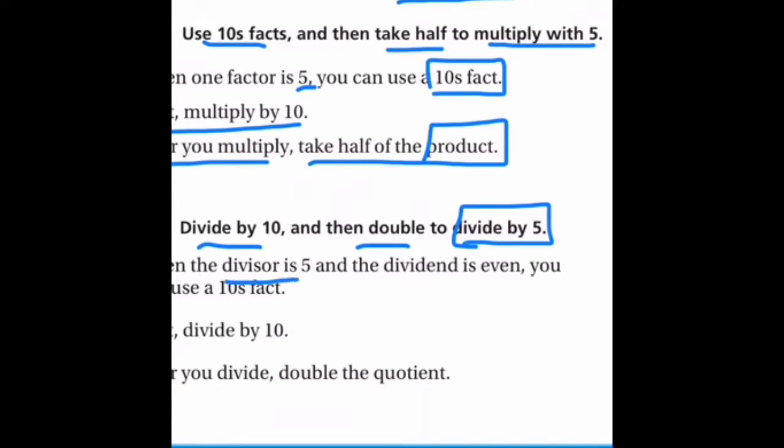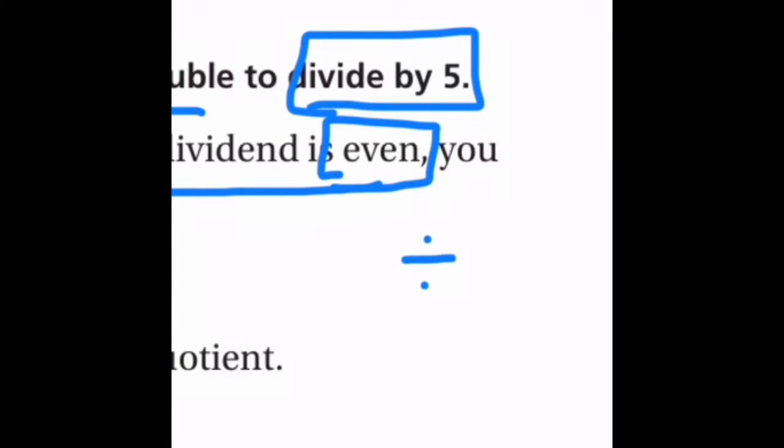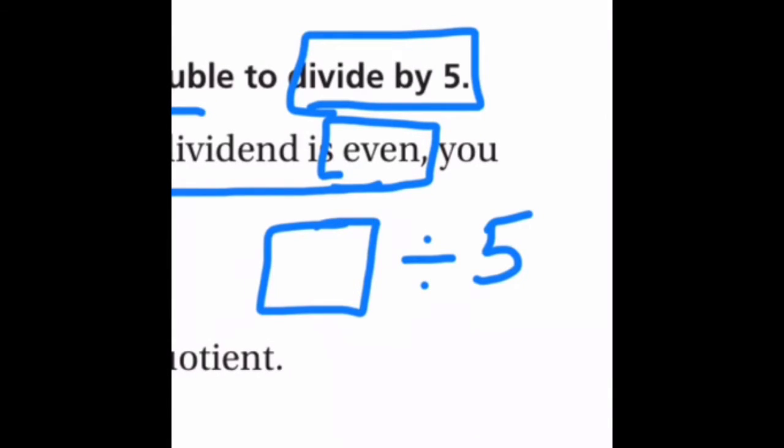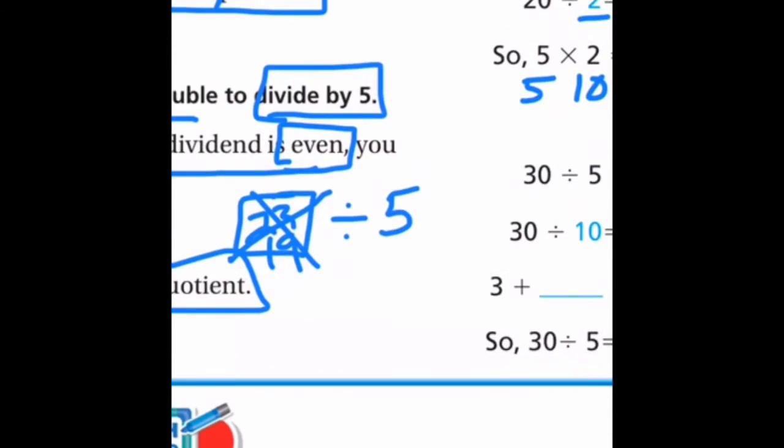When the divisor is 5 and the dividend is even, it has to be even. Okay? So when we're dividing by 5, this number right here has to be an even number. So it couldn't be like 23 or 19. Okay? It couldn't be those. So first we divide by 10, and then we double the quotient, double the answer to the division problem.